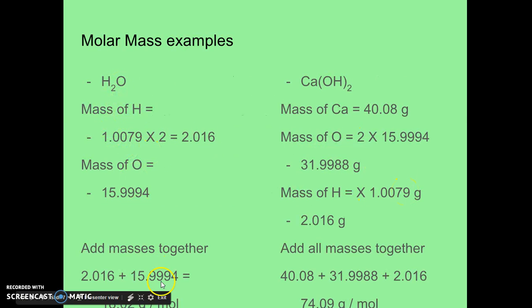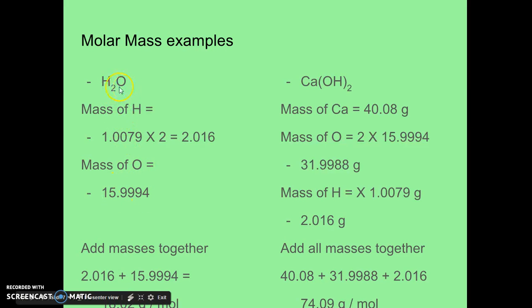So that's what I've shown you here for these 2 examples, water and calcium hydroxide. So water, I have 2 atoms of hydrogen and 1 atom of oxygen. So for the mass of hydrogen, I take 1.0079 times 2 equals 2.016. That's what my calculator gives me. So that's the mass of hydrogen that I have in this compound. The mass of oxygen atoms would be 15.9994.